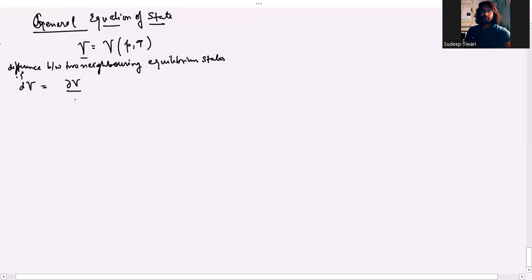Before moving further, I'll just write a mathematical preliminary right now, which I think you know from your multivariable calculus. If you don't know it, I'm writing it here.